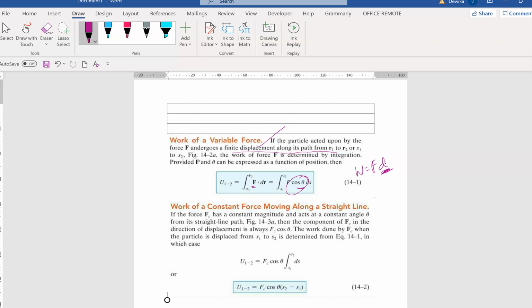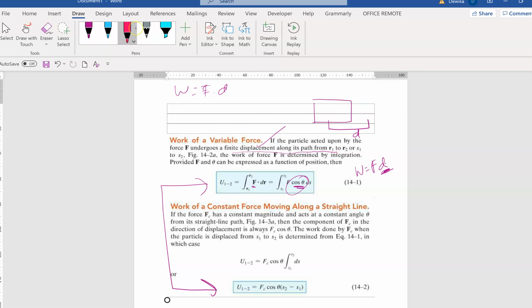Now, why is there a cos theta? Sometimes you don't have the force in a straight line, so you have to multiply by cos. Let's say you have a box and a force. What is work? Work is force times distance. If the force is in a straight line, it's very easy. You multiply the force by the distance or displacement that the box has moved. Simple. Of course, you are engineering students, so they won't give it that simple.